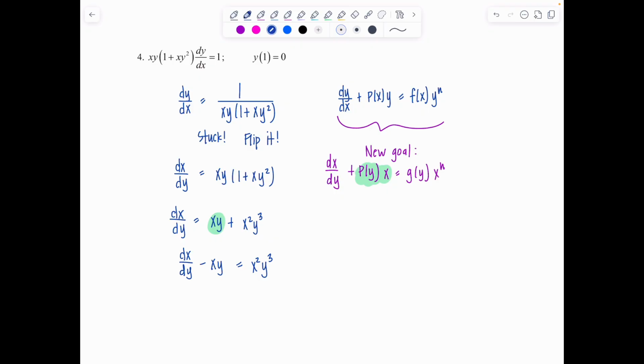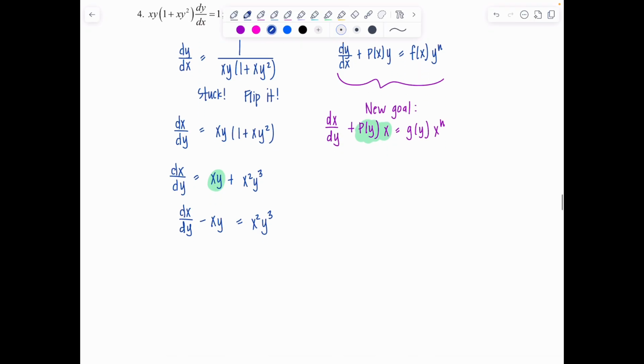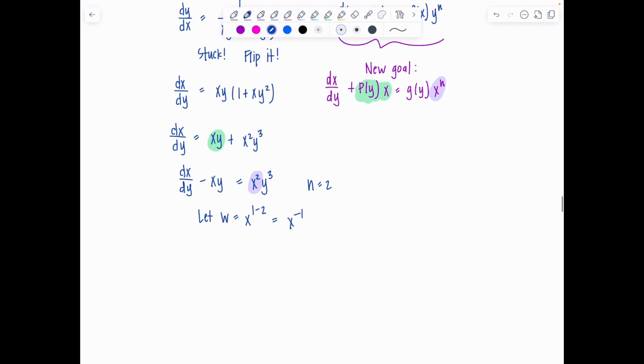Can you identify what's going on? Or are you in a tizzy? Okay, so here's x to the n. Here's x to the n. Yes, n is 2. Okay, so we're going to let w, be careful, equal x to the 1 minus 2. So that's x to the negative first. So dw/dx would be negative x to the negative second times dx/dy. Bravo. Then you come back right here and you go, I want that first term to be dw/dy. So I need to multiply everybody by negative x to the negative second.